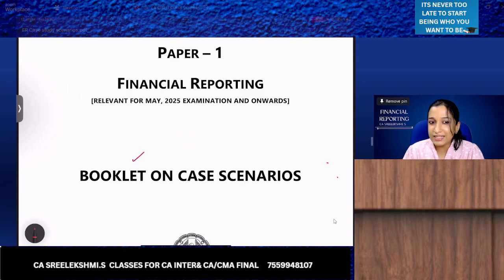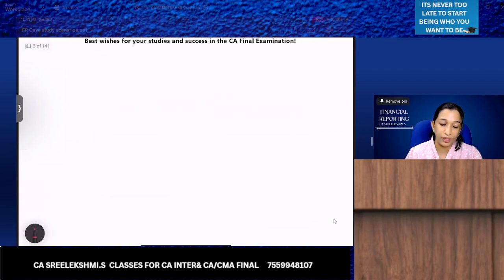ICAI has released this booklet on case scenarios having 140 plus pages. So it's very important that you go through all these case scenarios before the exam. From today, every day I'll be doing 5 case scenarios. Let's study together. Let's do it together. So let's move on to case scenario number 1.